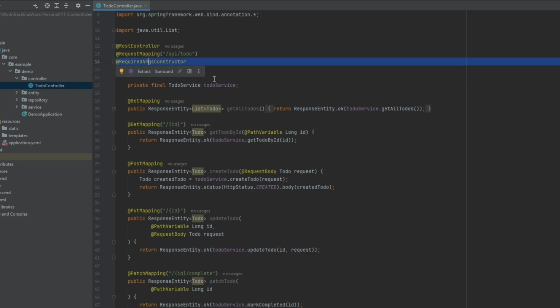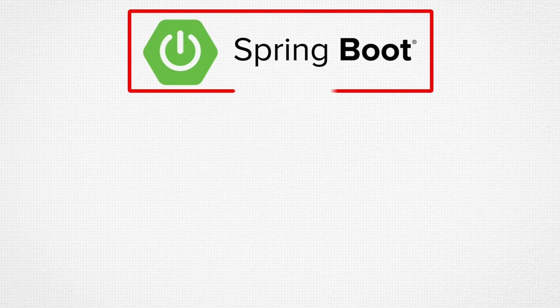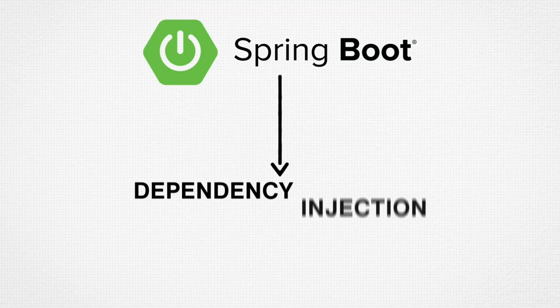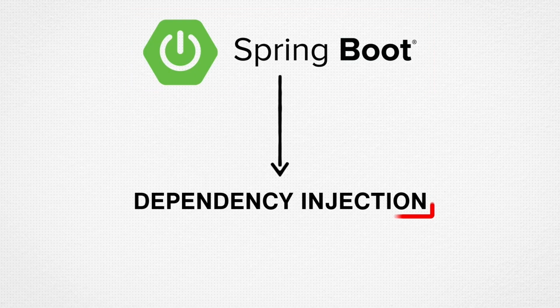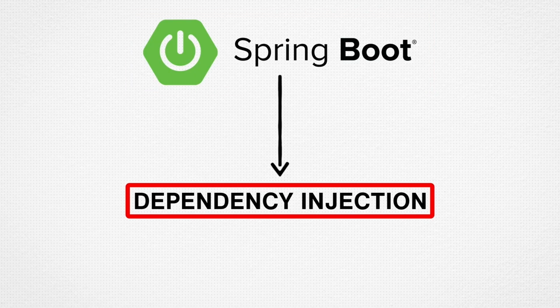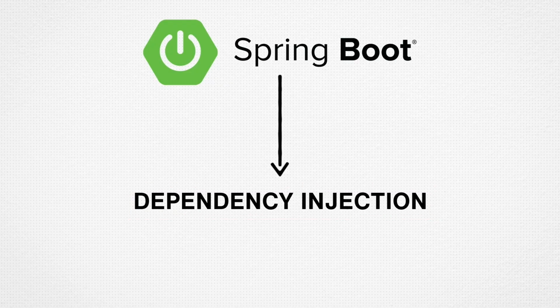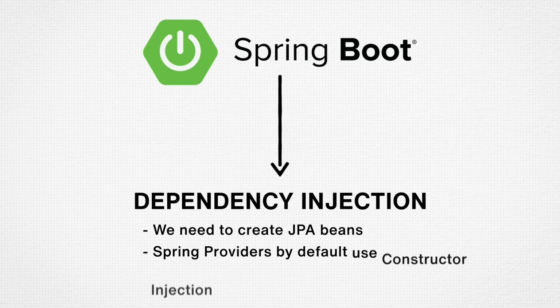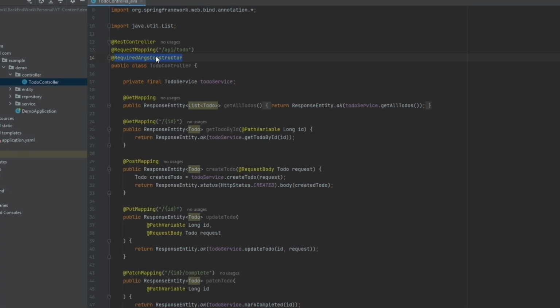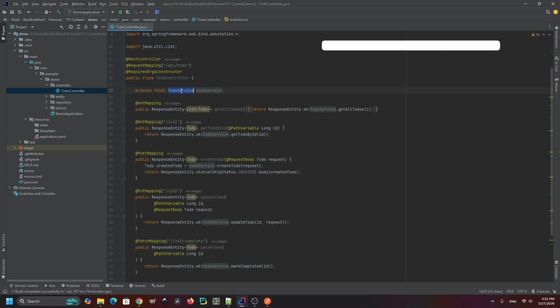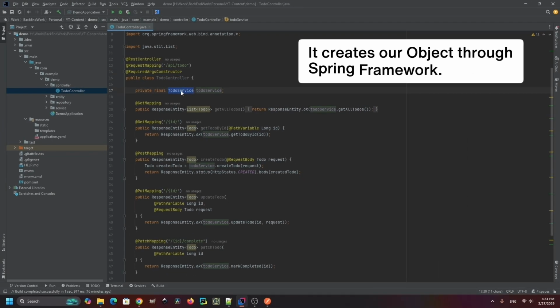Also, I'm going to be using the required args constructor because in the Spring framework or Spring Boot, we have something called dependency injection. In dependency injection, we need to create anything that we need, like the beans. Spring provides this by default using constructor injection. So when we create our required constructor, it creates our object through the Spring framework.